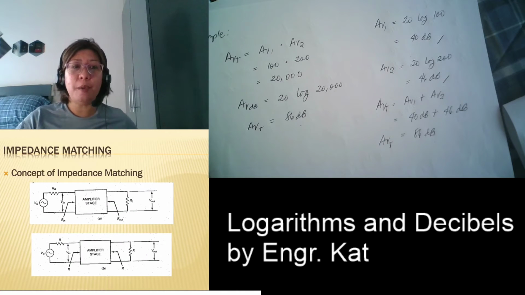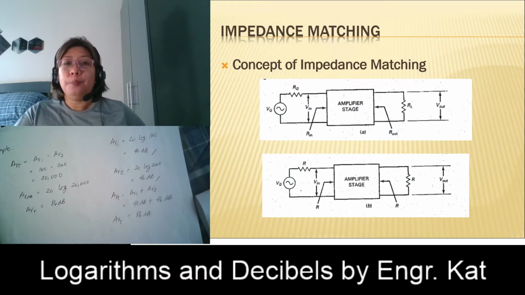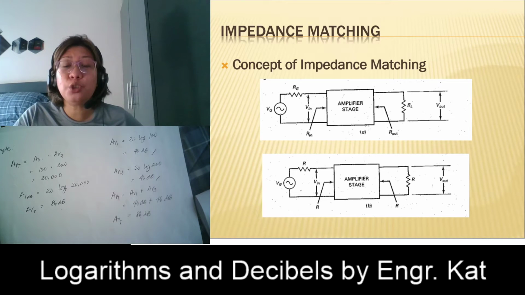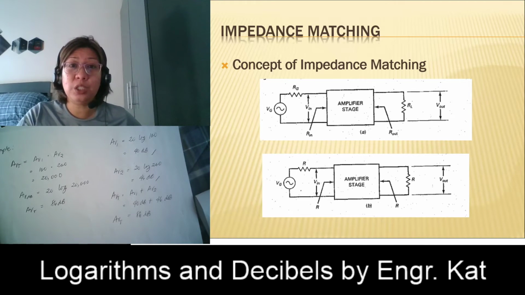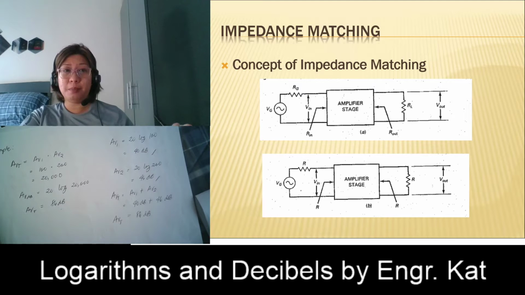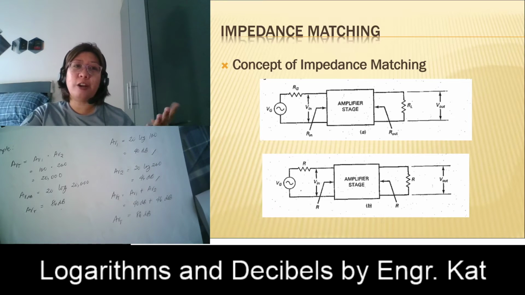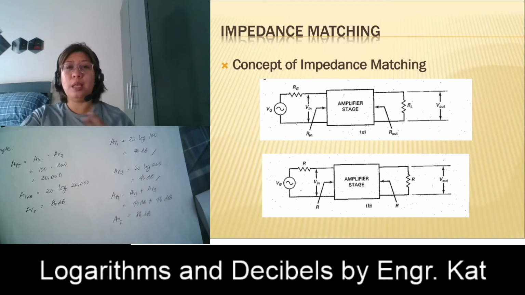So what is the concept of impedance matching? This shows a system that is not impedance matched, and this shows a system that is impedance matched. Usually, we have a load resistance, an output impedance, an input impedance, and the series source resistance. We use generator here, so we just use RG. When your system is not impedance matched, these four impedances are not equal.